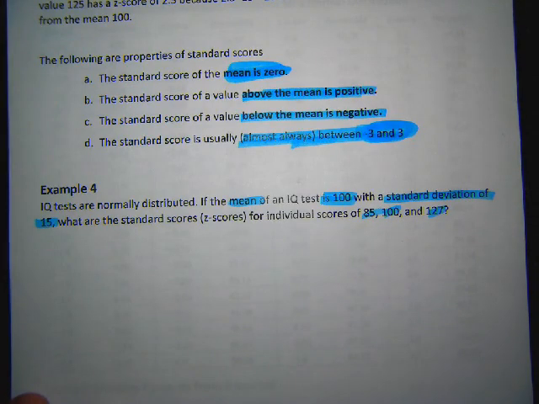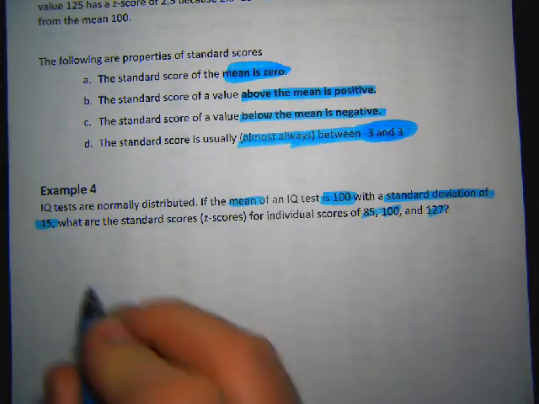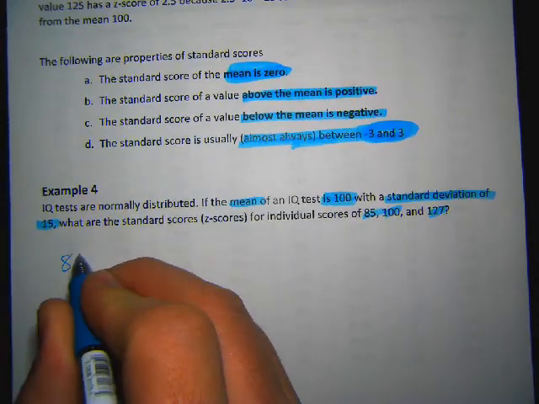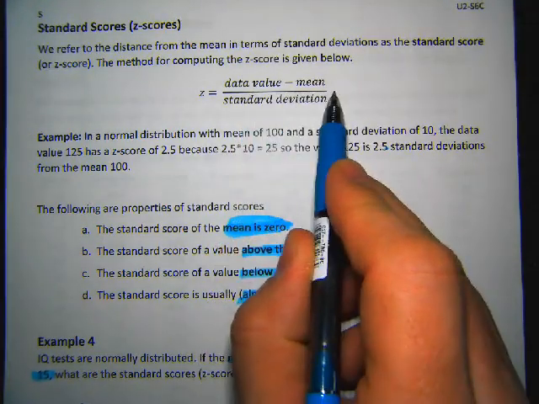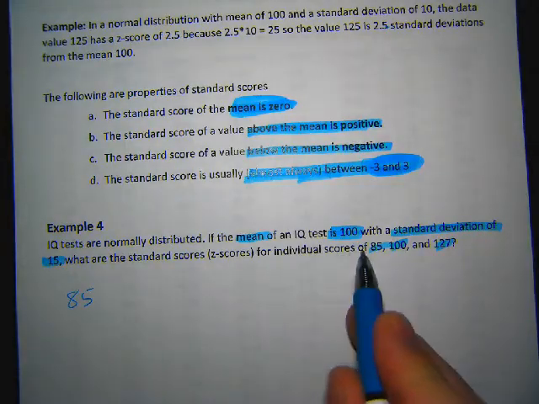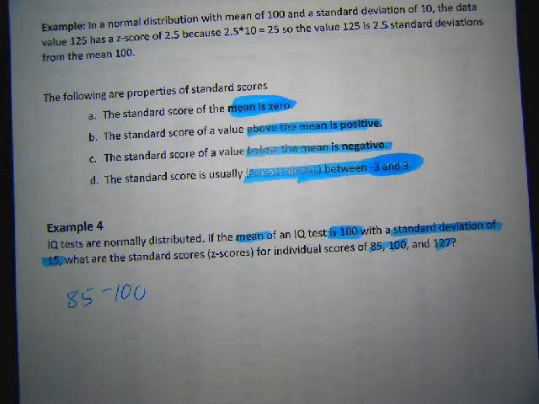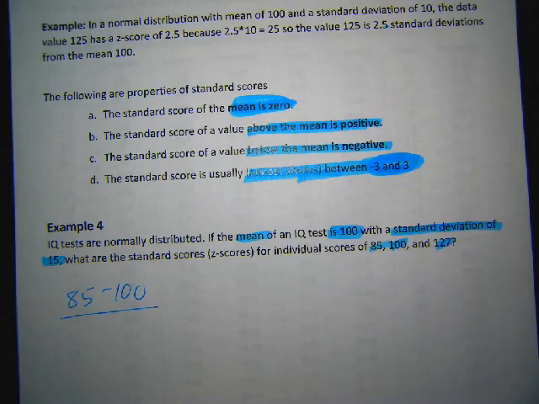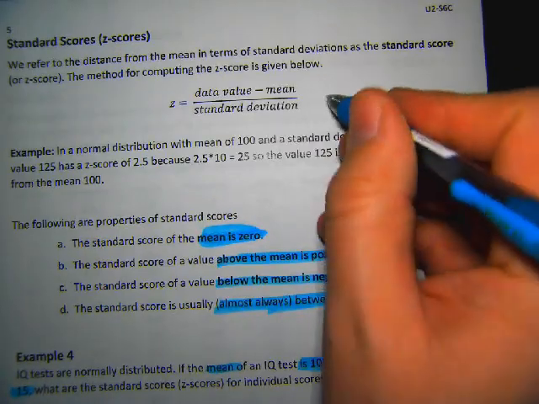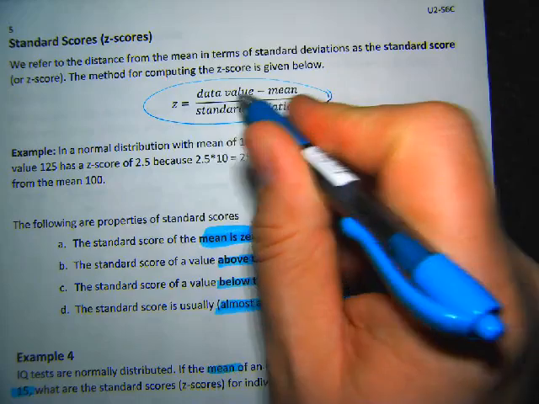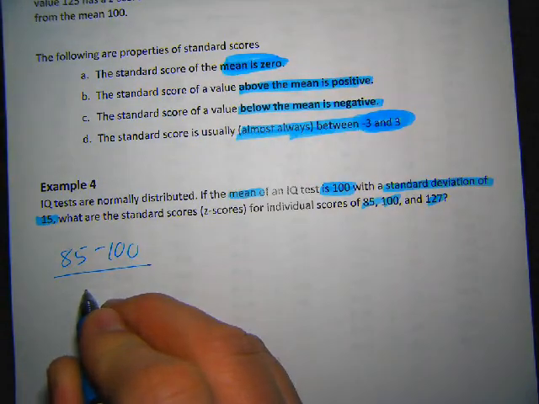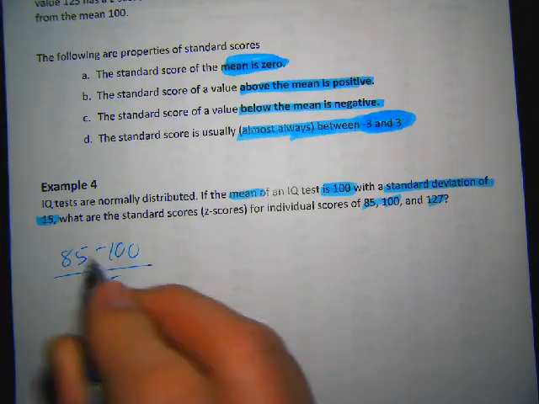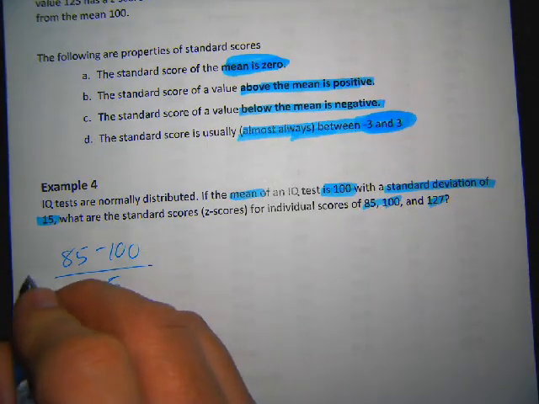First, find the z-score for 85. So our data value is 85. We take the data value and subtract the mean. So we take 85 and subtract 100, because that's the mean. Then we divide by the standard deviation. This is the formula we're using to find the z-score: data value minus mean over standard deviation. So 85 minus 100 over 15, because that's our standard deviation. That's going to give us our z-score.